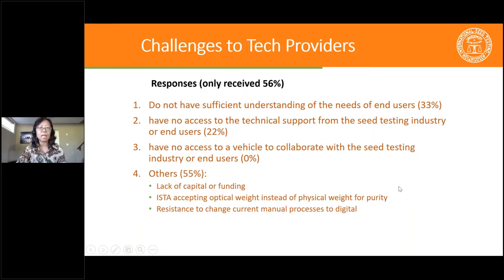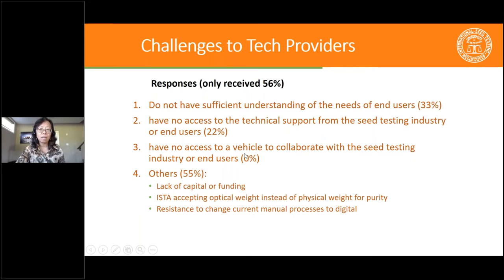And this is information from technology providers. We got 16 technology providers who gave feedback to us. However, only 56% of them answered. To me, this is an important question to be answered. So we asked, do you have sufficient understanding of the need of the end user? 33% of the 56% who replied said they do not have sufficient understanding.